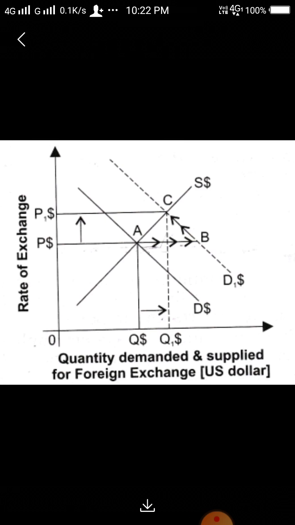So here the quantity demanded and supplied of foreign exchange is given, and the rate of exchange is given. Here are the price P and P1 and the quantities Q and Q1. If the price rises, meaning the exchange rate rises, then the quantity supplied also rises. And when the quantity supplied rises, the exchange rate will rise.